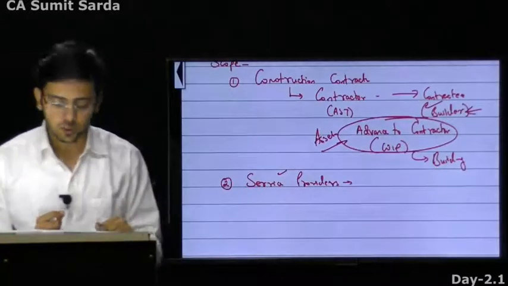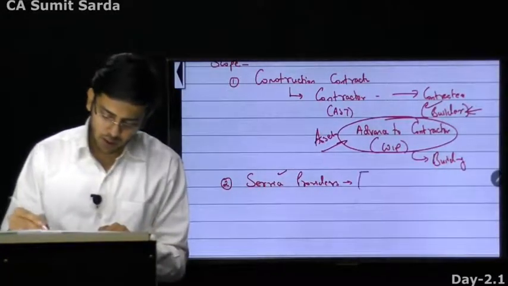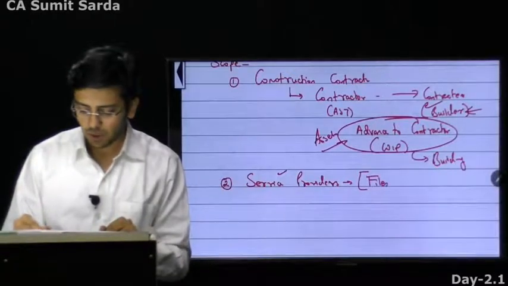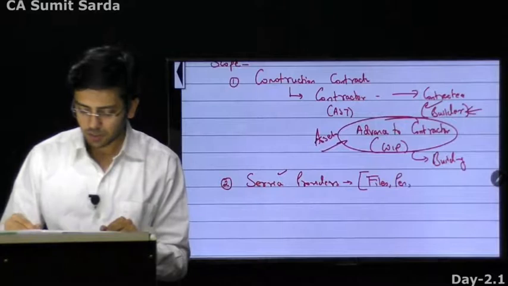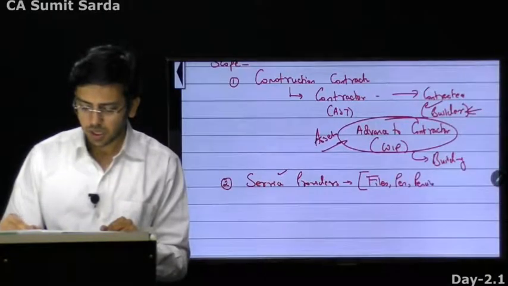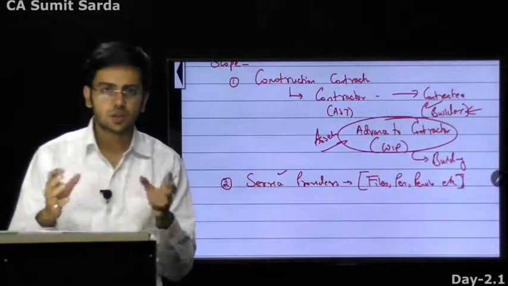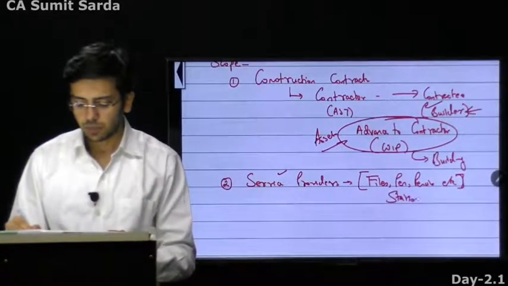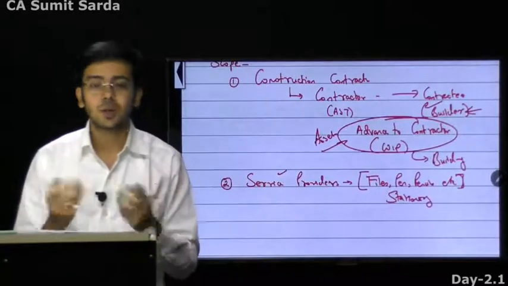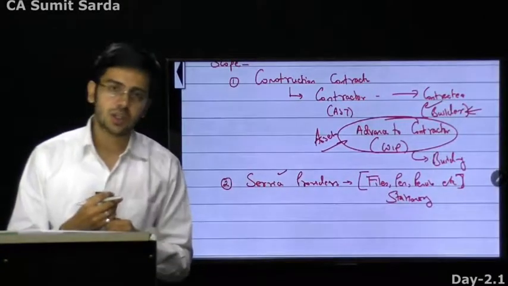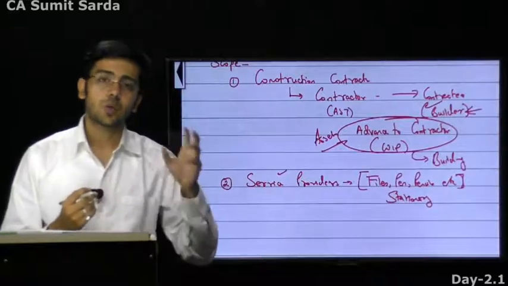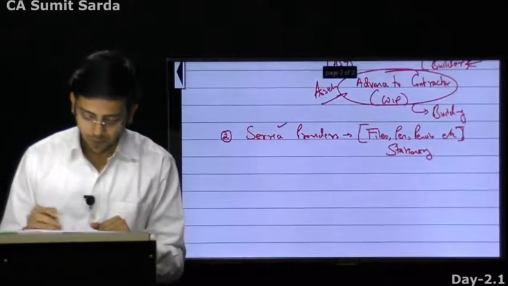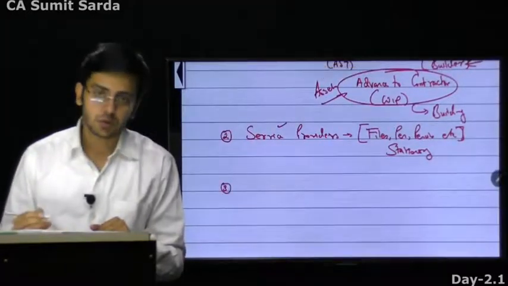AS2 does not cover service providers, but if service provider has various other forms of tangible assets with him, like files, pens, pencils, and other such small items, I can call them stationery, which is one of the very big assets held by the auditor. So these stationeries are covered under AS2, but service provided, half completed service, is not covered over here. Let's move ahead.